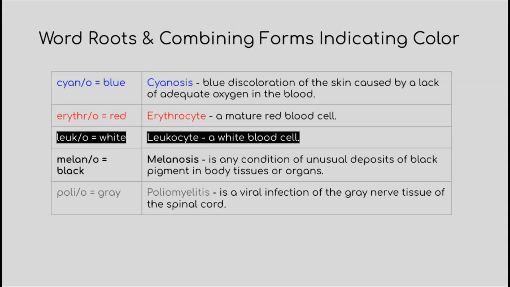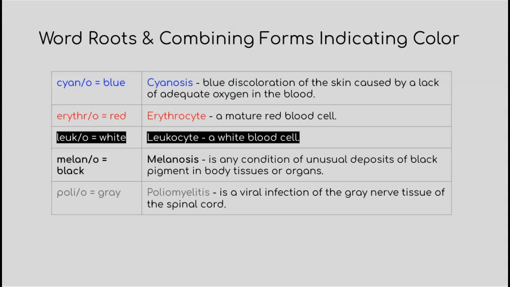The next term we're going to talk about is erythro. Erythro is red. Cyte means cell. So if you look at the form in the next line, erythrocyte is a mature red blood cell. Cyte means cell, erythro means red. So it literally translates to a red cell. The next one is leuco, which equals white. Leukocyte, cyte means cell, leuco means white. It's a white blood cell.